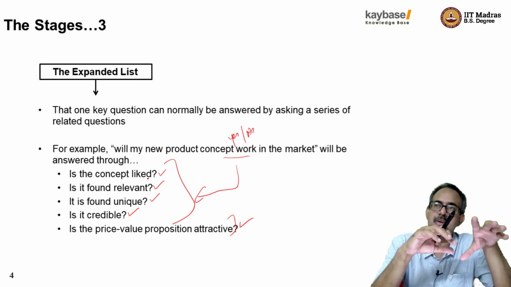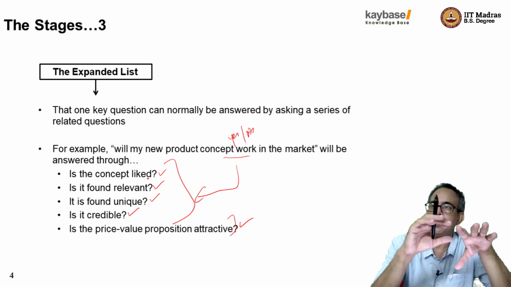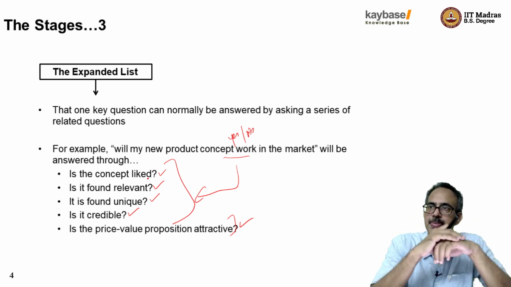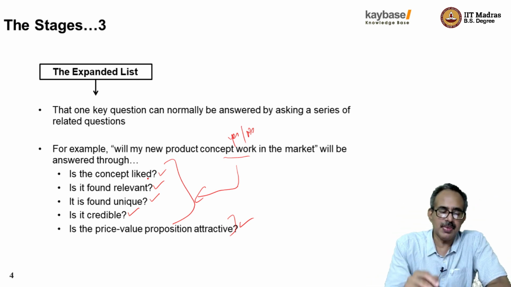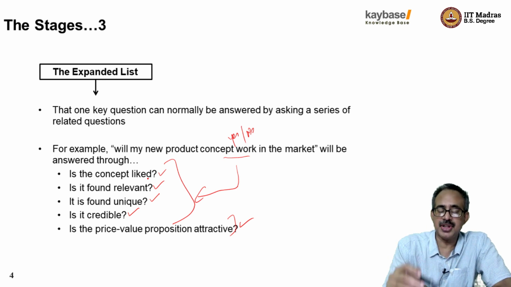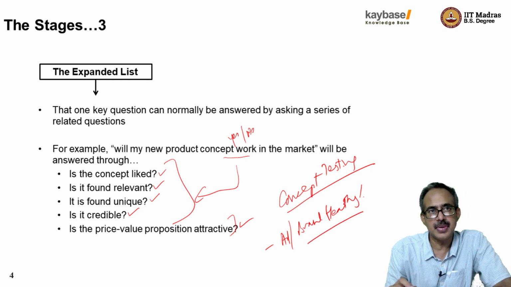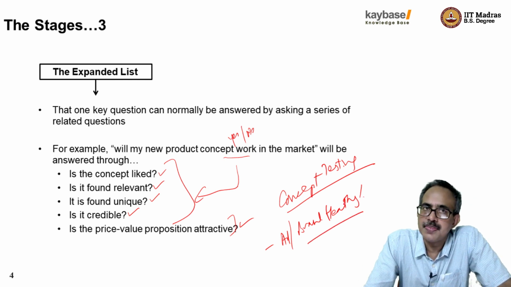So every key question will have its own respective, appropriate expanded list of questions, right? So I've given one example here, and if we have a chapter on concept testing which comes later in this course, you will study this in more detail. But similarly, if you want to study will an advertising work or is my brand in a healthy condition, there are some related key questions for that which we will go through. Right? Shall we go forward?